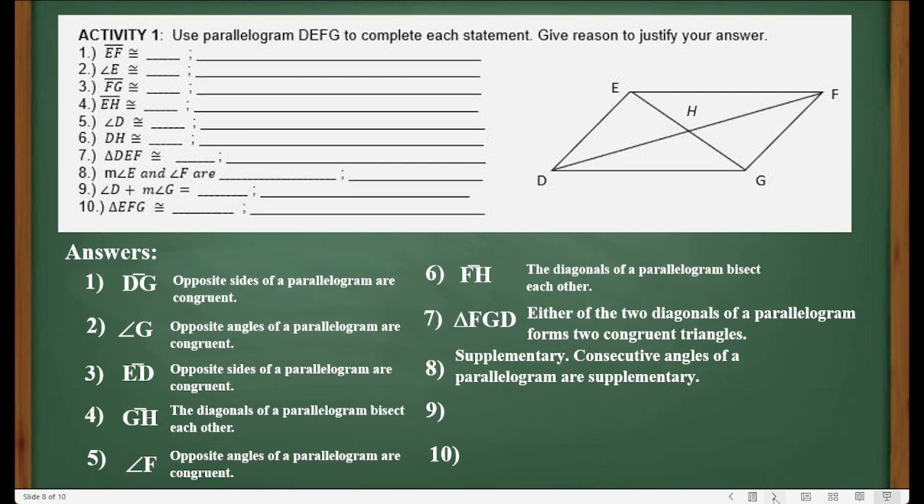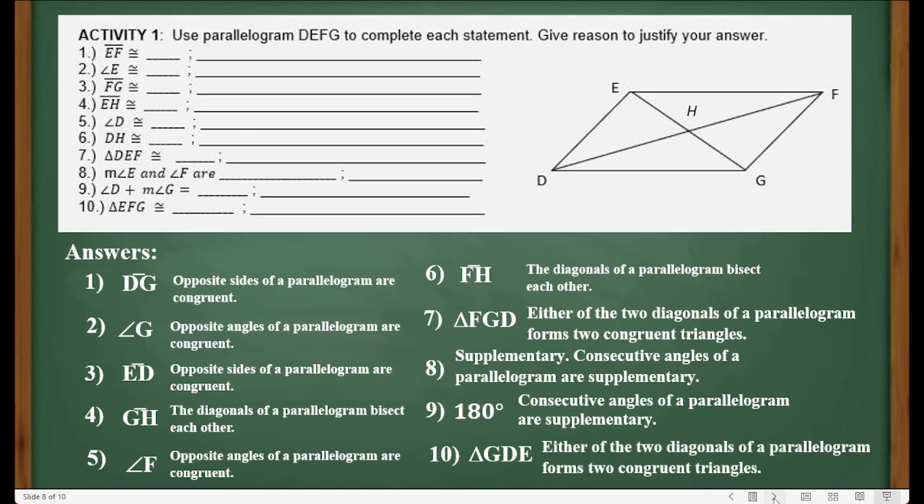Okay. Number 9, angle D plus angle G is equal to what? 180 degrees. What is the reason? The same reason stated in number 8. Consecutive angles of a parallelogram are supplementary. And the last one, triangle EFG is congruent to what? Triangle GDE. And why? Either of the two diagonals of a parallelogram forms two congruent triangles.